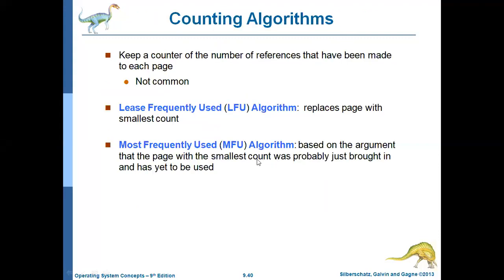Then there are counting algorithms, like least frequently used. You keep a count of the number of references that have been made to each page. To do that, I have an algorithm called LFU, least frequently used, which replaces the page with the smallest count. Then there is MFU, most frequently used, based on the argument that the page with the smallest count was probably just brought in and has yet to be used.